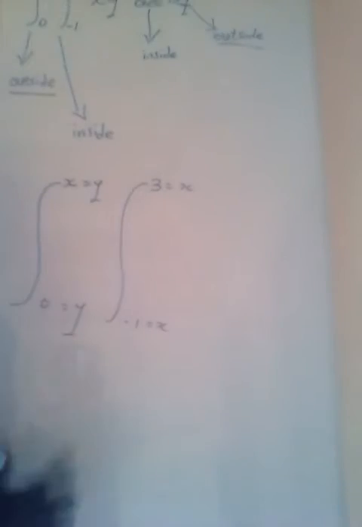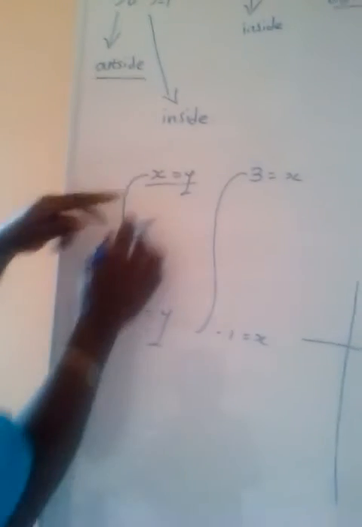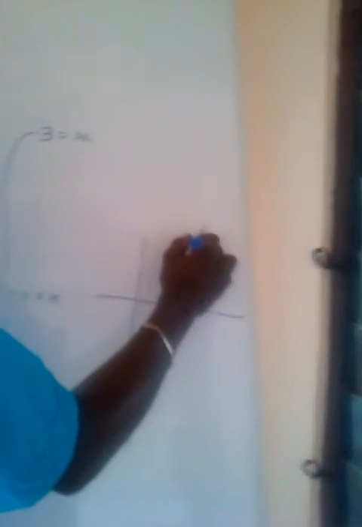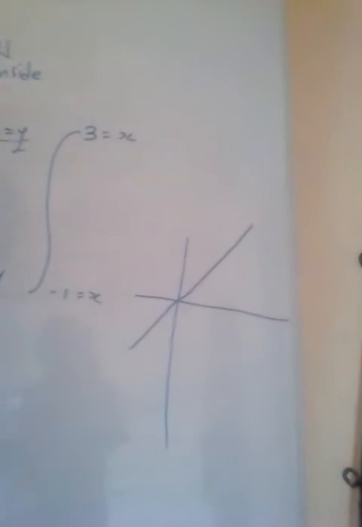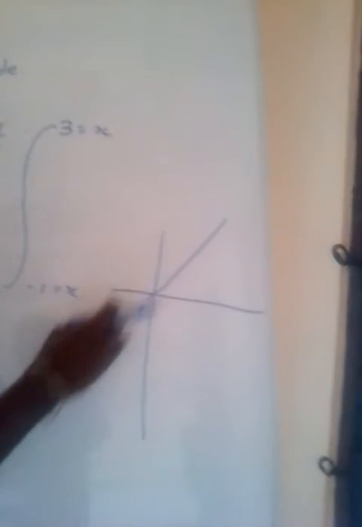Now from here, I have to graph the whole of this thing. This is how it will be. I have my graph like this, and then I have to plot this one. For this line, x is equal to y. It will be like this. So if x is equal to 1, y is equal to 1. If x is equal to 2, y is equal to 2. So that is how my graph will be.